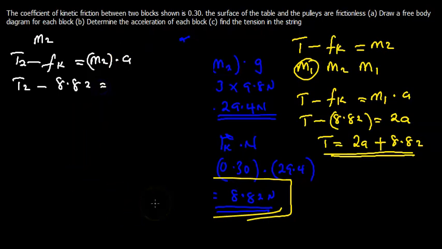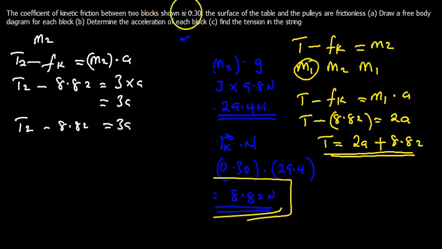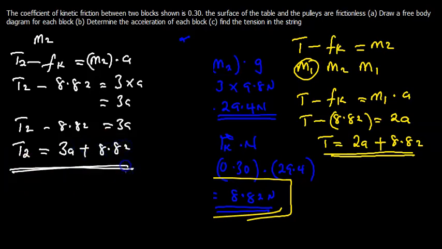And what is M2? Our M2 is going to be 3 multiplied by acceleration, which is the same thing as saying 3a, because we haven't found the acceleration yet. So this is the same thing as saying T2 minus 8.82 is equals to 3a. This is negative. Moving it to the right hand side is simply going to be positive. The value of our T2 is going to be 3a plus 8.82, and this is it.